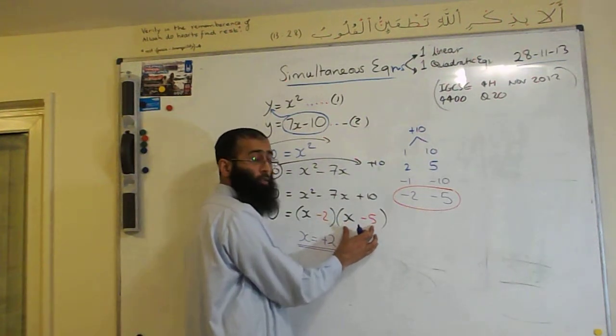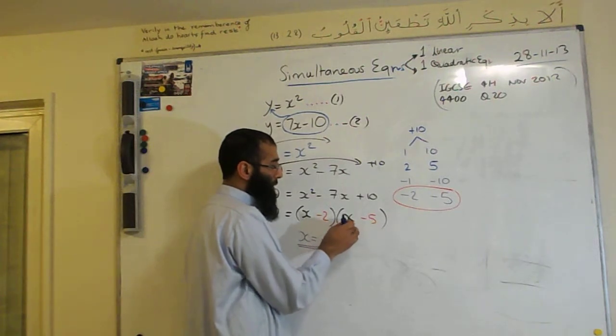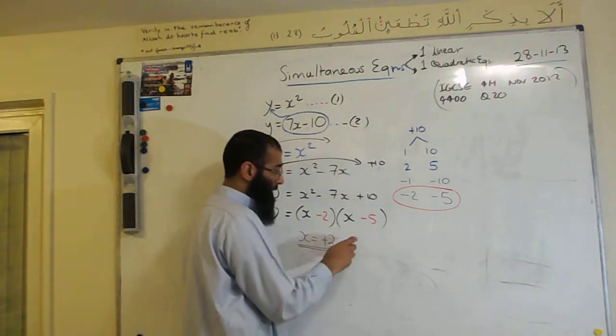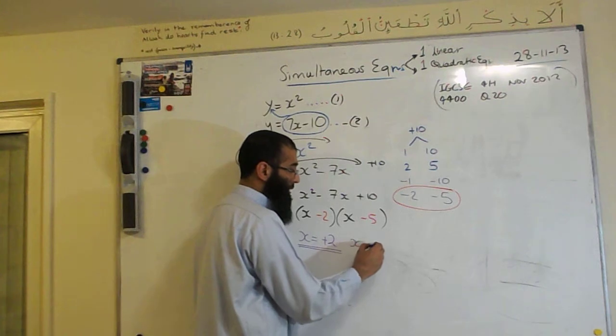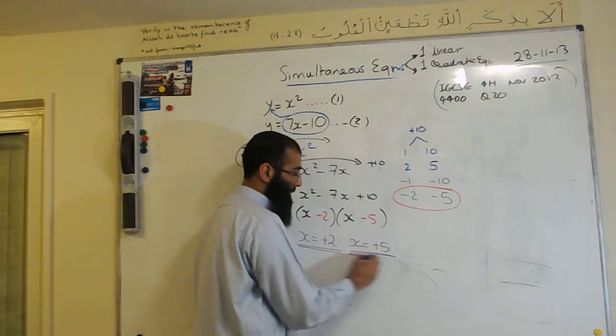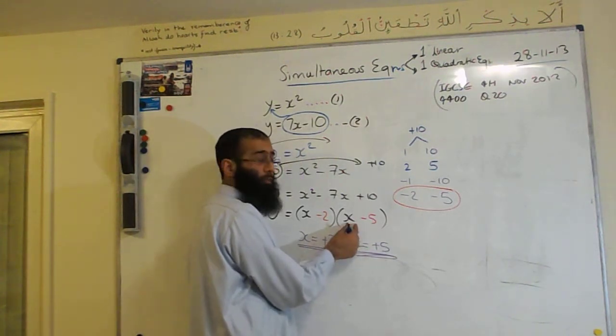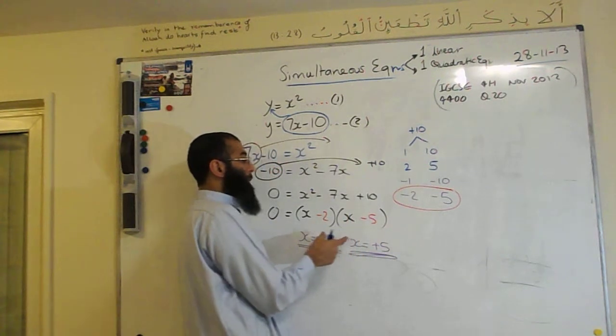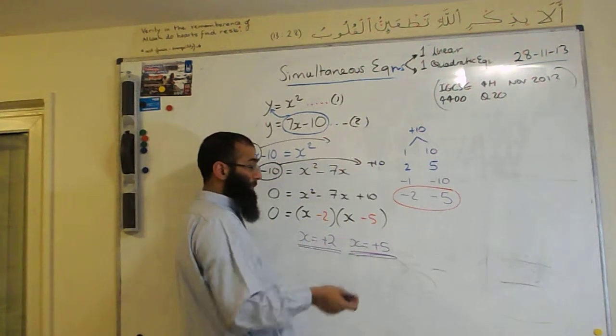You've got to make this bracket equal to 0. It's -5 and x. So what would x be to make this bracket equal to 0? So that would be x is equal to plus 5, because plus 5 minus 5 is nothing. Nothing times by whatever's here will always give you nothing. So that's how we solve it.